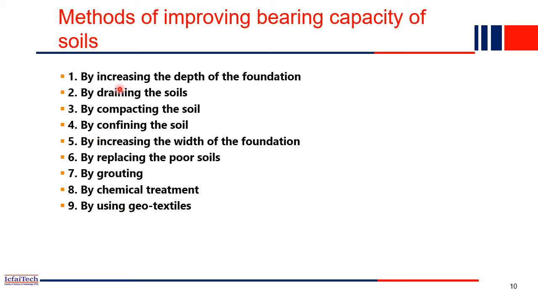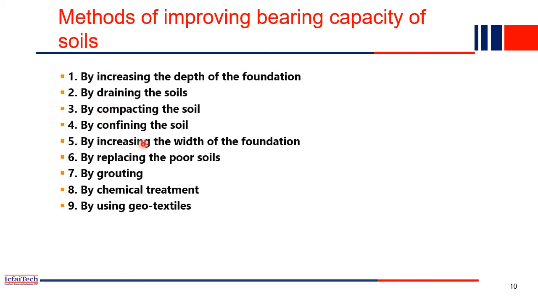So what is the first method? By increasing the depth of the foundation. If the bearing pressure is very low, in that case, we have to increase the depth of the foundation, meaning we have to go for a deep foundation or something like that. This is one method to increase the bearing capacity. Next one is by draining the soil. If water has penetrated into the soil grains, then the bearing pressure obviously will be less. If you allow the water inside to drain off, in that case the bearing capacity will be increased.